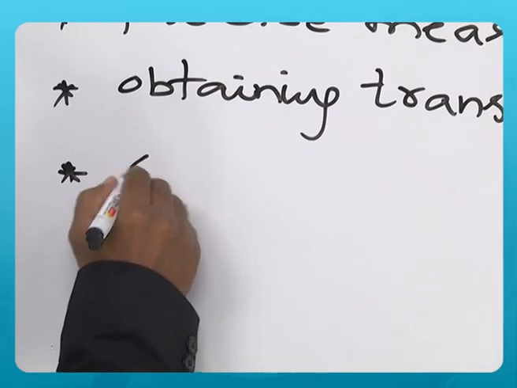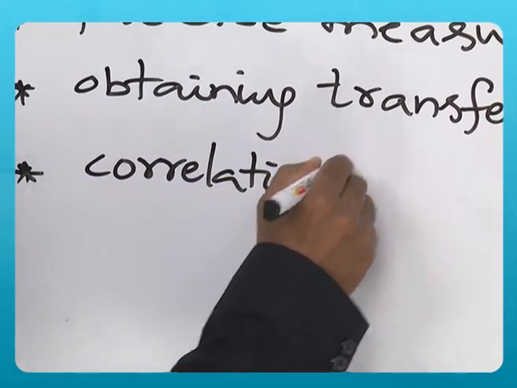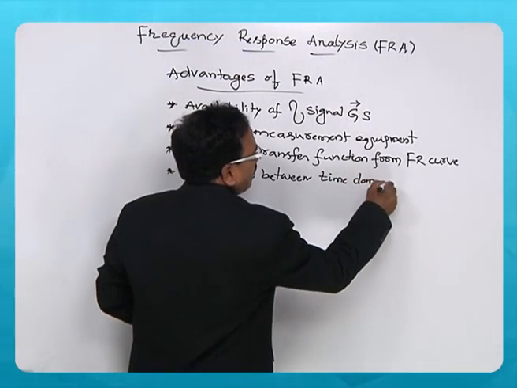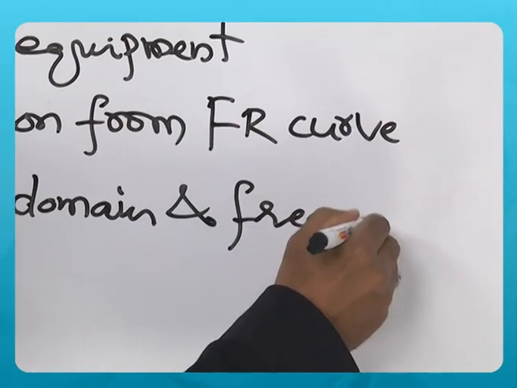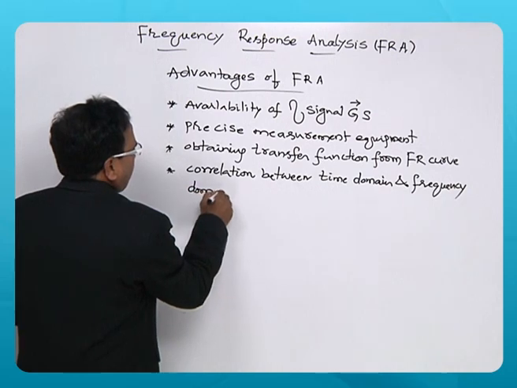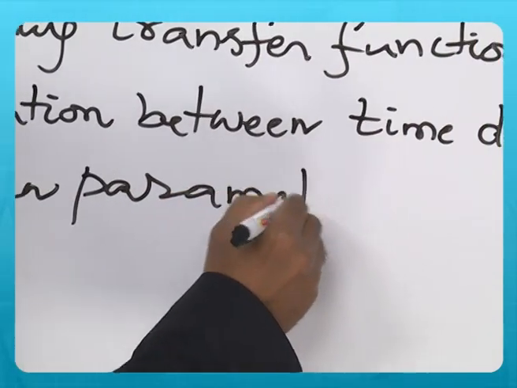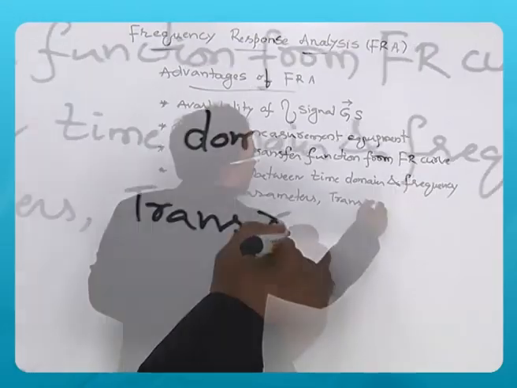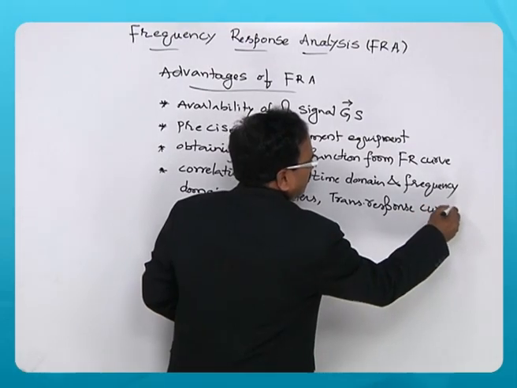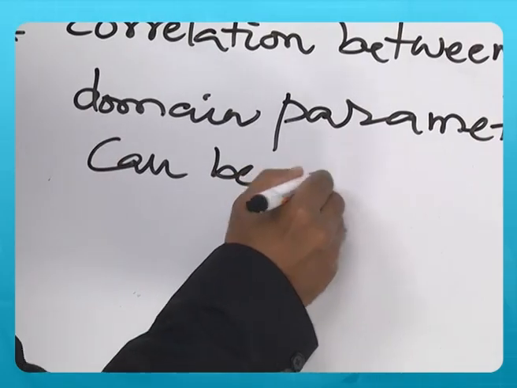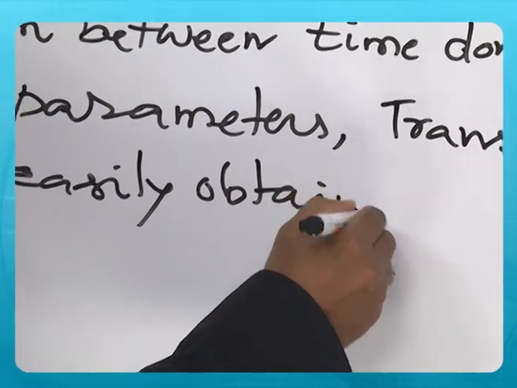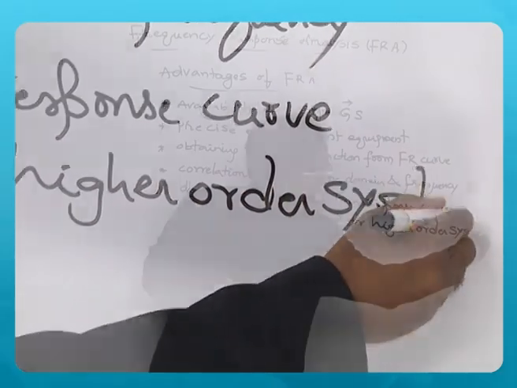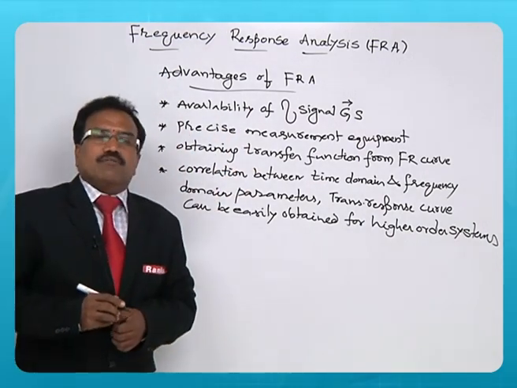Then, by developing correlation between time domain and frequency domain parameters, the transient response curve can be easily obtained for higher order systems. These are the advantages of frequency response analysis.